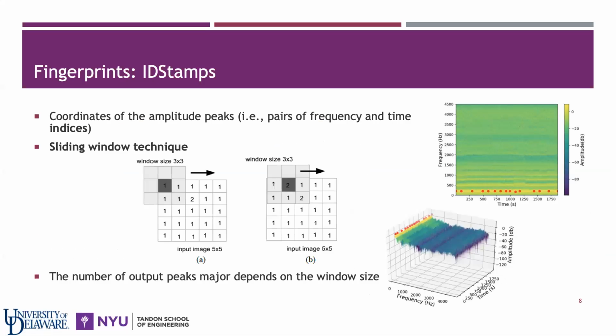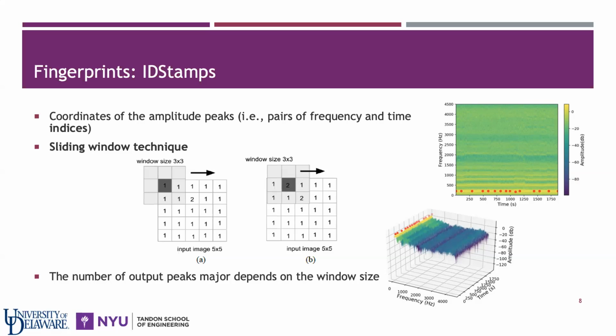Once we have the spectrogram, each spectrogram represents a different CAD file. But if we store the entire spectrogram information in the database, it costs time and space. Therefore, we have to determine which part of the spectrogram can be used to represent the CAD file. So what we did is treat the spectrogram as a graph and find the peaks in the spectrogram. We store the coordinates of the amplitude peaks as fingerprints, which we call ID stamps, to represent the CAD file.